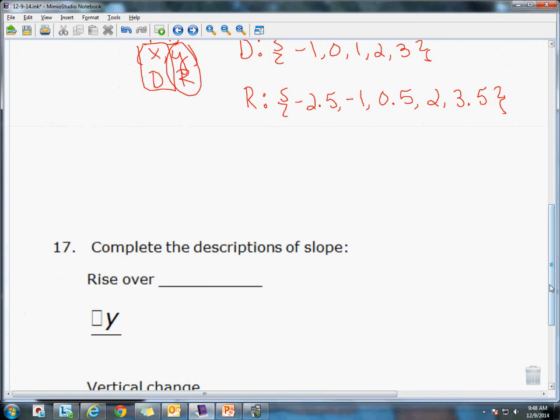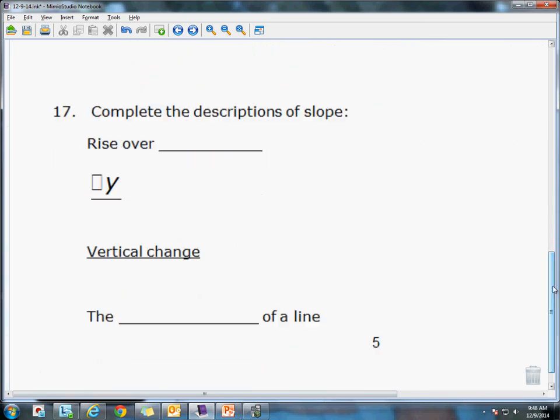Okay, number 17 says complete the descriptions of the slope. It's rise over run, change in y over change in x, vertical change over horizontal change, and the last one would be the steepness of a line, because that's what slope measures, the steepness of those lines.